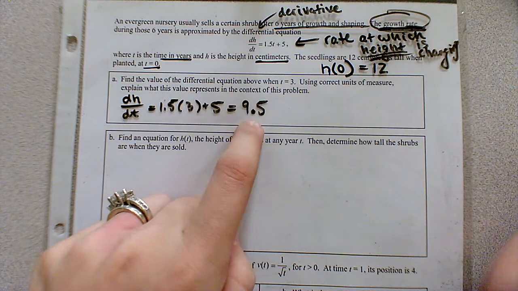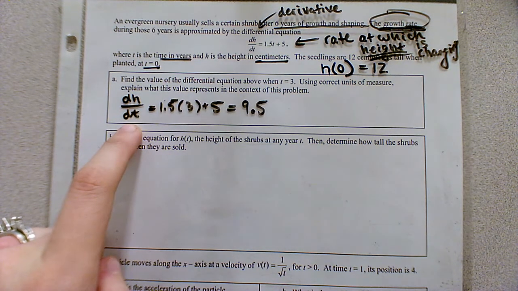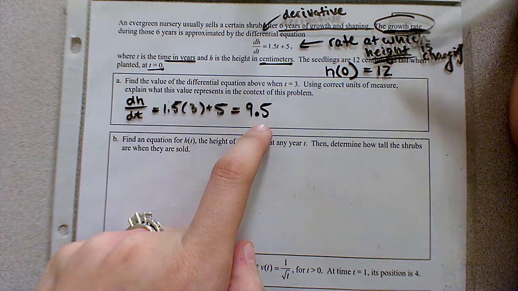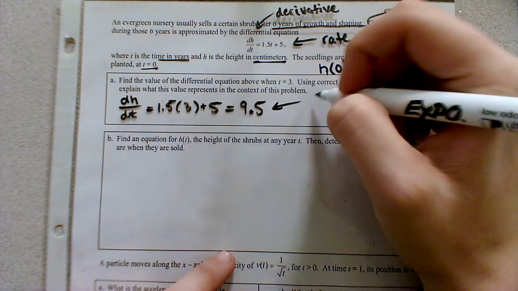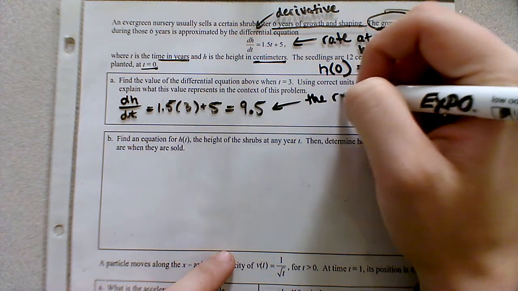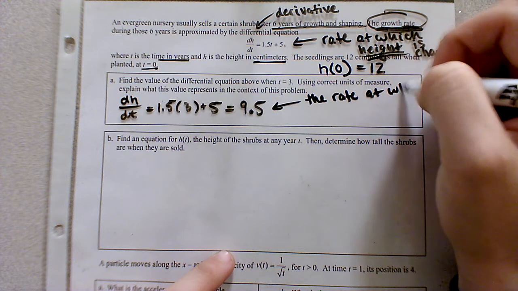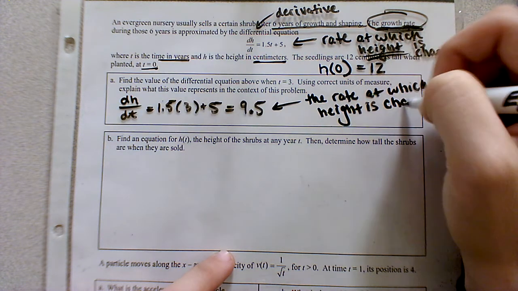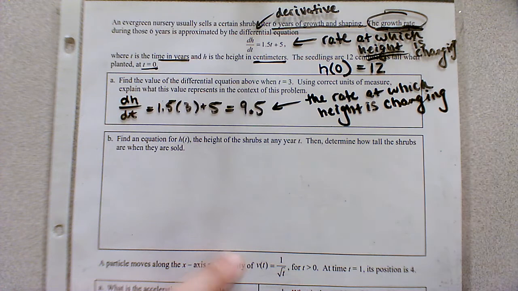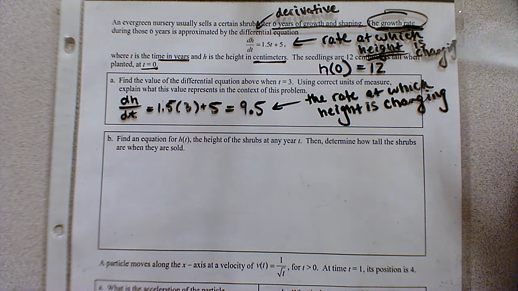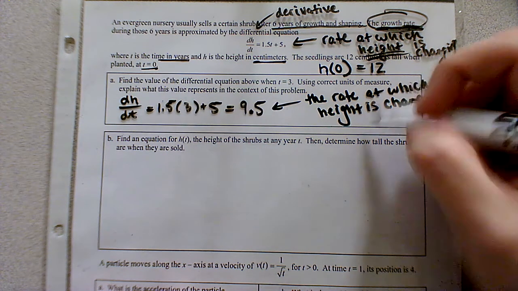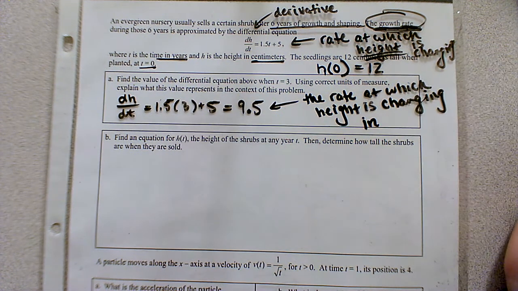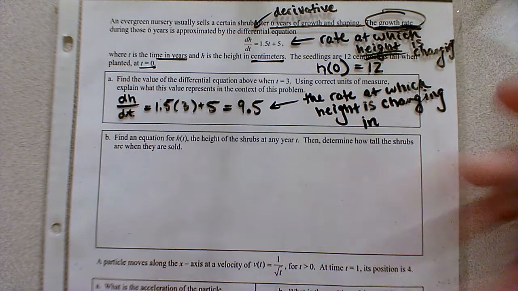Okay, so this 9.5 value came from our derivative equation, which we said represented the rate at which height is changing. So this 9.5 represents the rate at which height is changing. Notice how our derivative value is positive, so the height is changing positively, meaning the height is increasing. And can we do units? We would need centimeters per year.